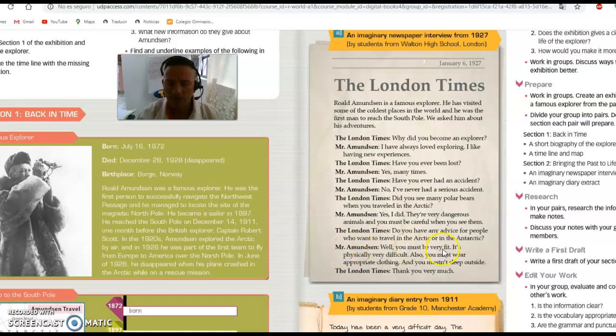Well, you must be very fit. It's physically very difficult. Also, you must wear appropriate clothing and you mustn't sleep outside. The London Times. Thank you.